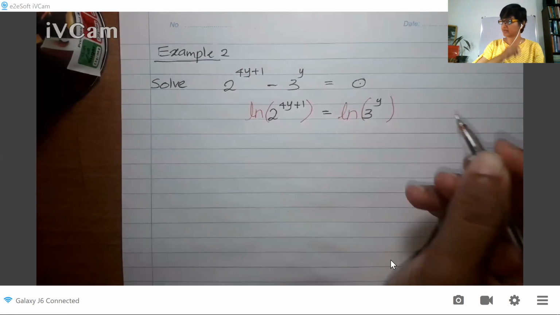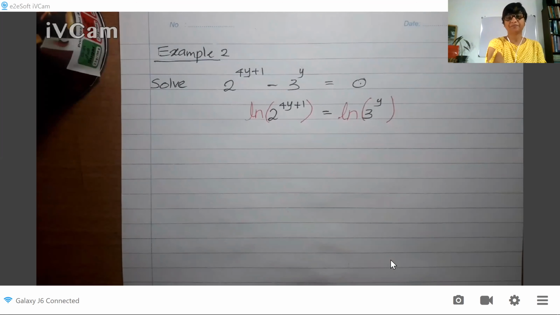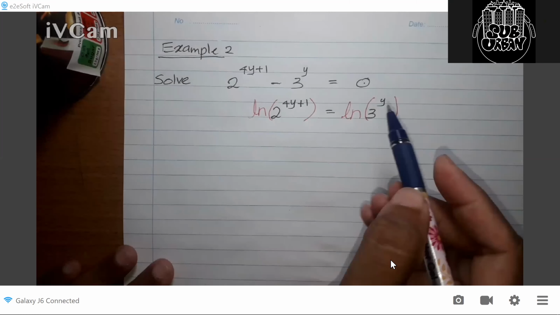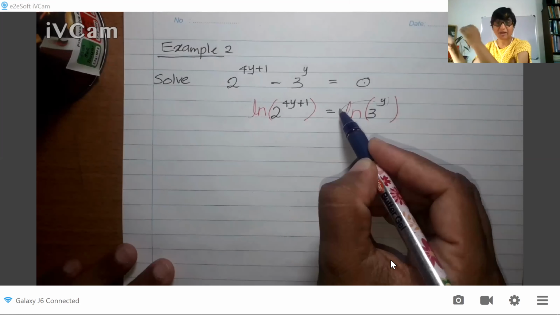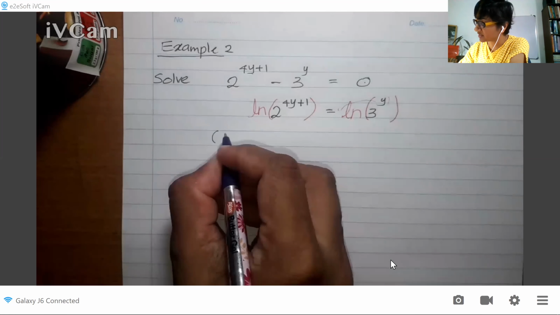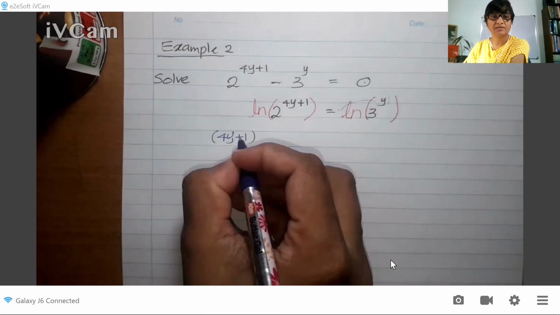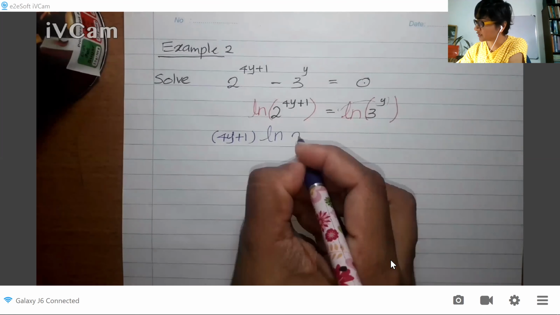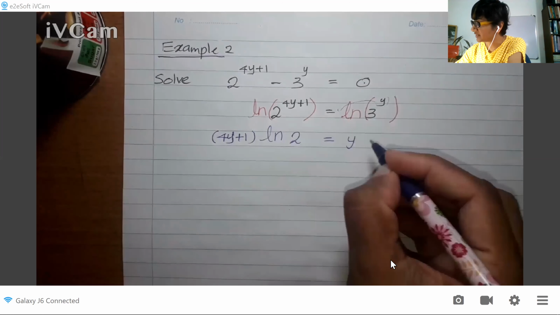Now what happens? I have taken ln on both sides, and now I can use that log rule. When you have a power like that, it can be brought to the front. That is the whole point of taking ln here, so that we can bring that down. So I will get 4y plus 1, the whole thing, coming to the front like a coefficient, times ln 2, is equal to y ln 3.